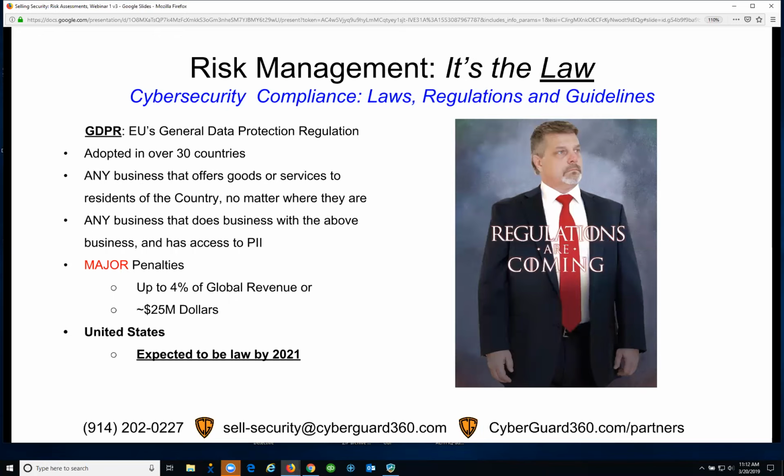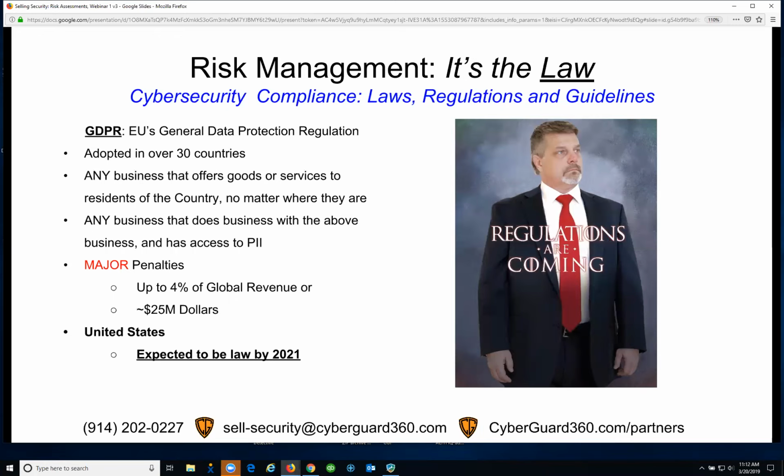In the GDPR world, it's 4% of global revenue. So imagine a Google of the world with billions of dollars in revenue, what that means to them, or $25 million. And so these are significant penalties, and they're a sledgehammer that are used to force businesses to take significant steps at improving their cybersecurity posture. And the GDPR reg is due to come to the United States by 2021.